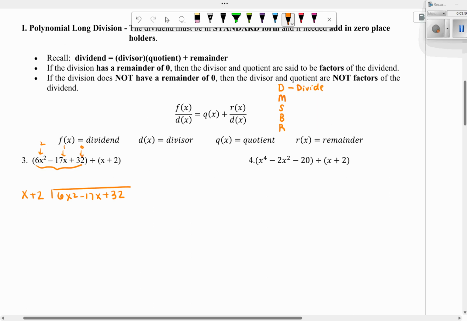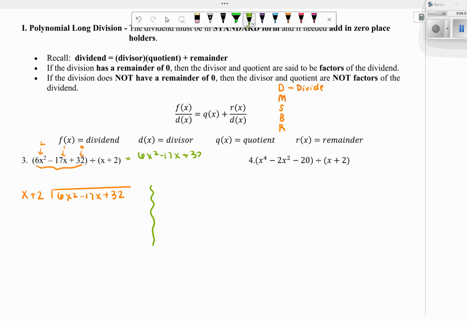So I like to do my work off to the side here. So what do we divide? We divide our first terms, because remember, you can rewrite this as 6x squared minus 17x plus 32 divided by x plus 2. So when you're dividing, you're still thinking about dividing these first terms right here. So we're going to divide those first terms, the 6x squared and the x.